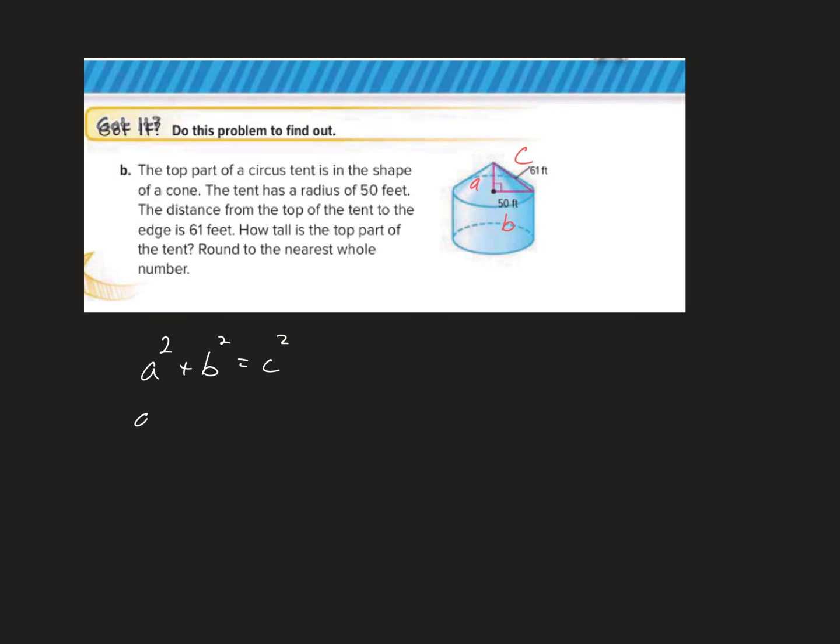I don't know a squared or a, so I'm going to put a squared plus b is 50, so I'm going to take 50 squared equals, oops, c is 61 feet, so I'm going to say 61 squared. So now I start working through the problem. And 50 squared is equal to 2,500. And 61 squared, remember that's just the number times itself, so 61 times 61 is 3,721. To solve, I'm going to subtract 2,500 from both sides.